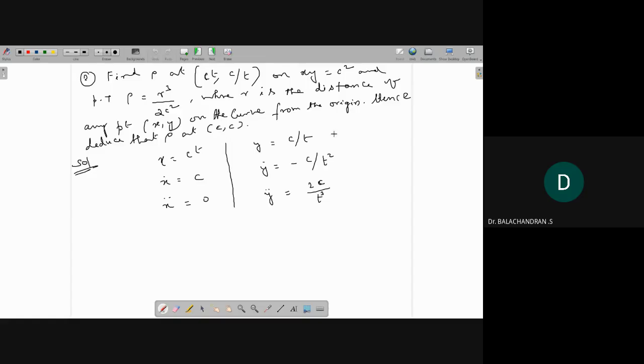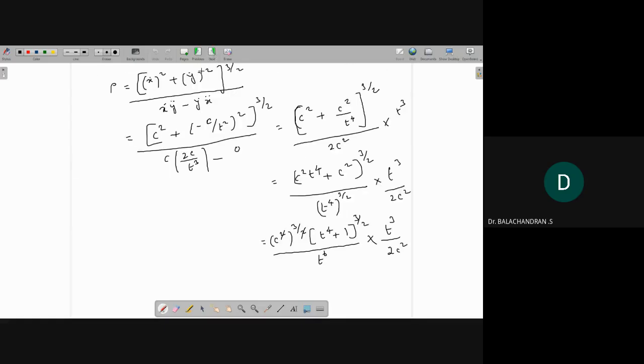Okay. So there are 3 parts. First, you can split into 2 parts. First you need to prove that rho equal to r cube by 2c square, and then you need to find rho at c comma c. X is equal to ct. To find x dot means dx by dt. Dx by dt is c. X double dot 0. Y equal to c by t. Y dot, if you differentiate with respect to t, you get minus c by t square. And then y double dot, if you differentiate again, you get 2c by t cube.